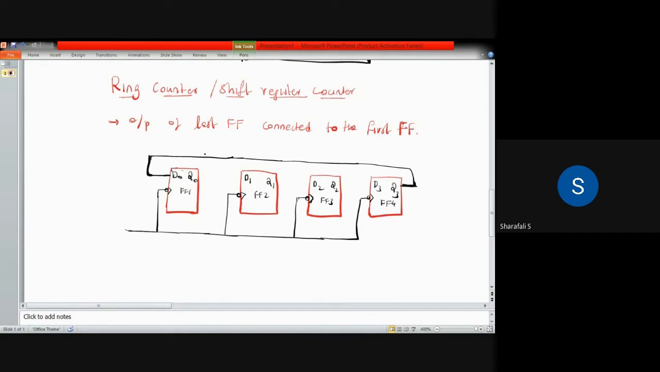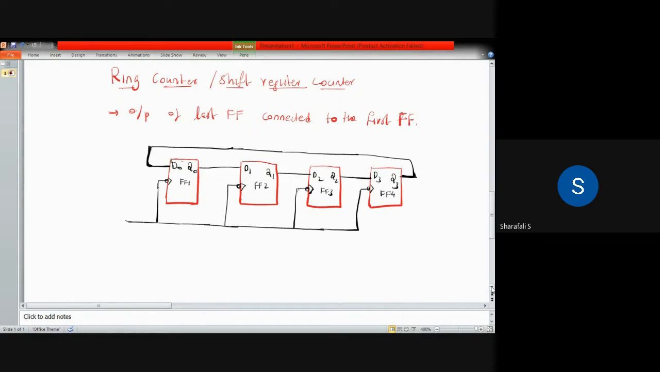Okay, so this is the shift register, and as you know, this Q0 will be connected to the next input. Q1 is connected to the next flip flop's input. So this is the circuit diagram for the ring counter or the shift register counter. This is your clock pulse.